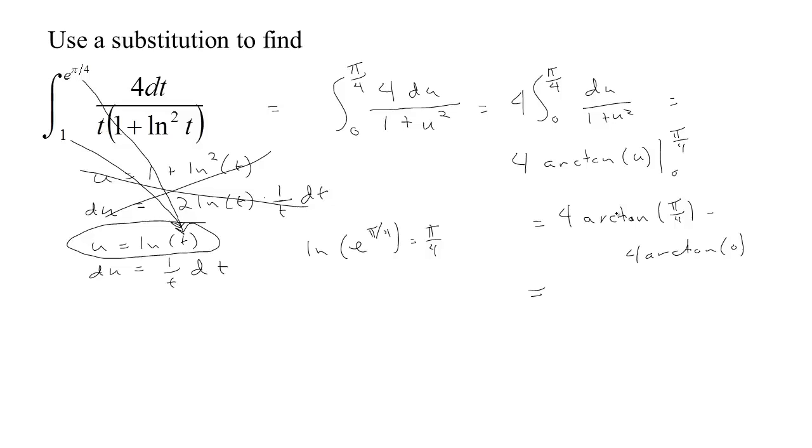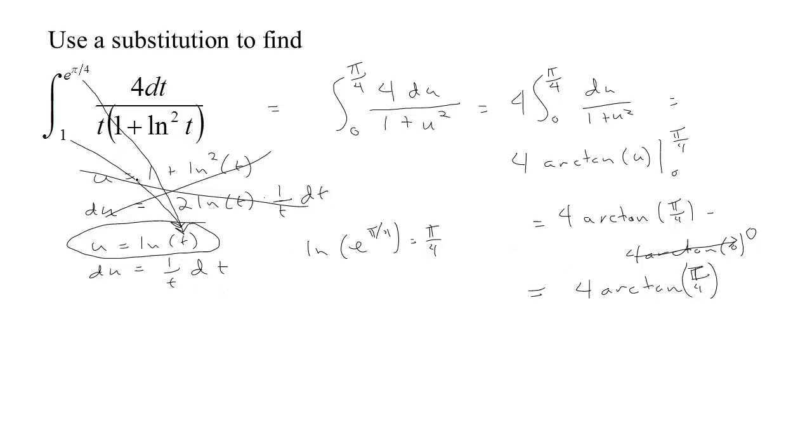And the angle whose tangent is pi fourths? Ooh, that's a little bit tricky. I guess we'll just have to leave it as is. Now the angle whose tangent is 0, I know is 0, so we end up with 4 times the arctan of pi fourths.